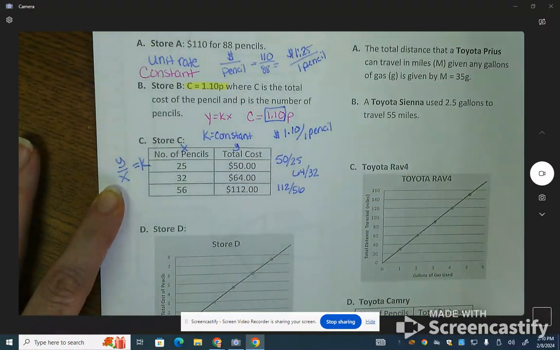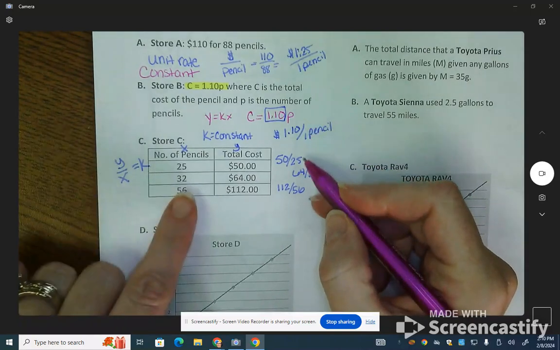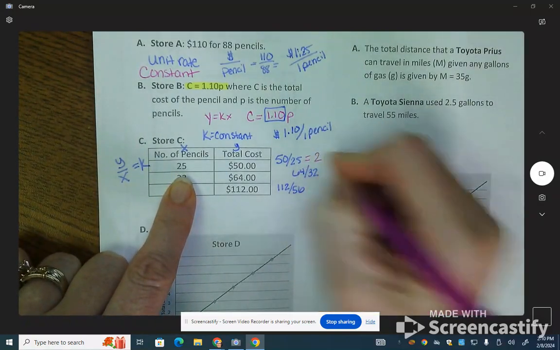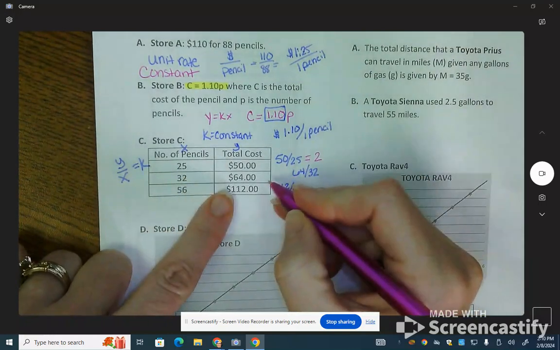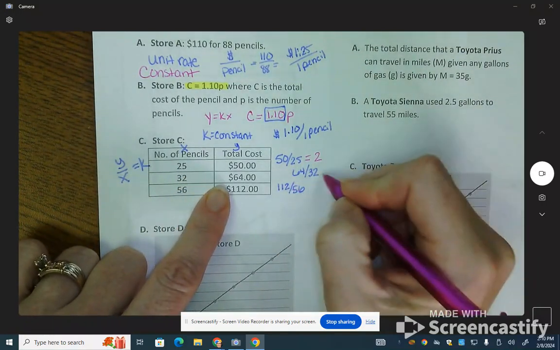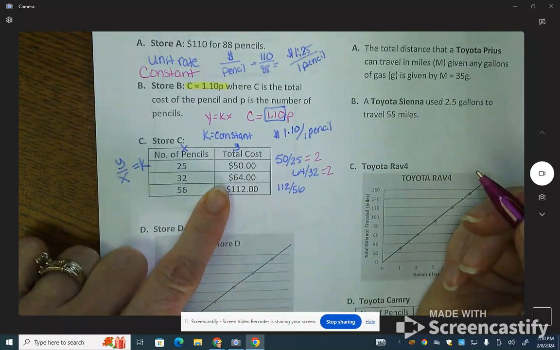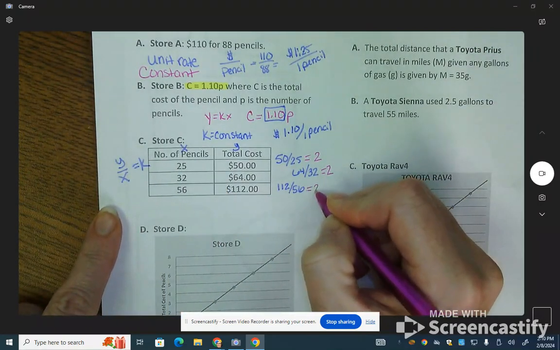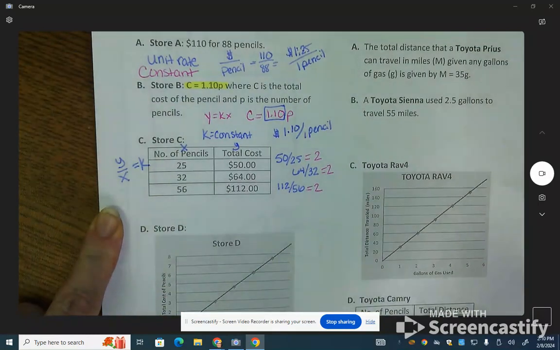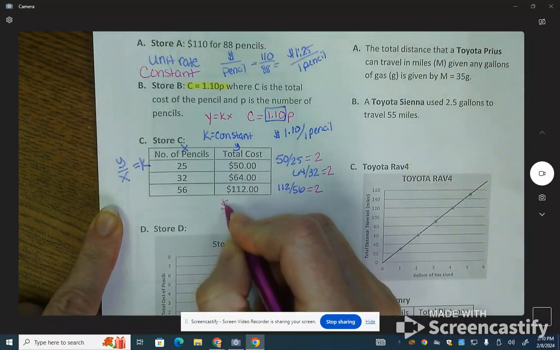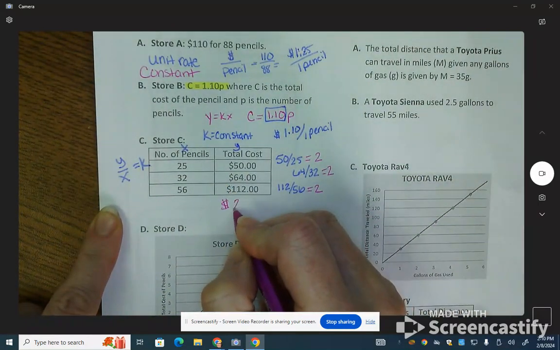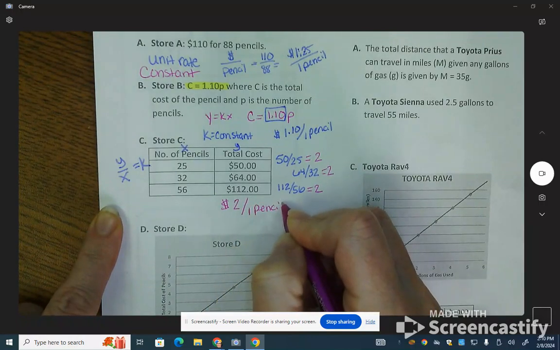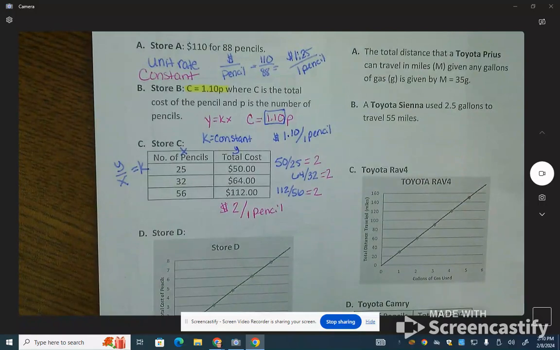Now, when I do each of these math problems, I'm finding the constant. That's how you get a constant. $50 for 25 pencils is $2 a pencil. 64 for 32, again, $2 per pencil. And the last one, 112 over 56, is $2 per pencil. Now that means for store C, the constant is $2. That means $2 for one pencil. This so far is the most expensive one.